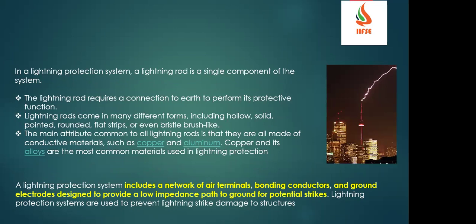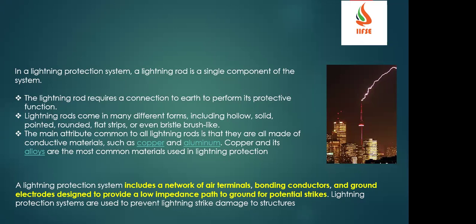The rod is a single component of the system. A lightning rod requires a connection to the earth to perform its protective function. So it is made to attract the lightning and safely send it to the ground. Lightning rods come in many different forms, including hollow, solid, pointed, rounded, flat strap, or even a Bristol brush-like form. So it may be in a different shape or a different form. Even in old companies, you can see they used to put a threshold; that is also one kind of lightning arrestor.